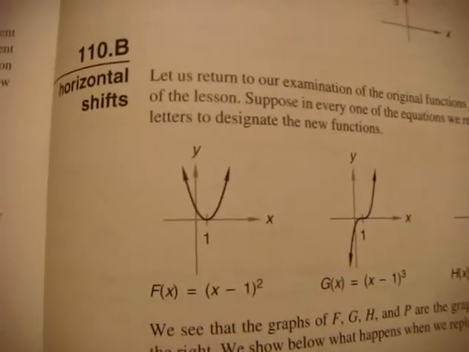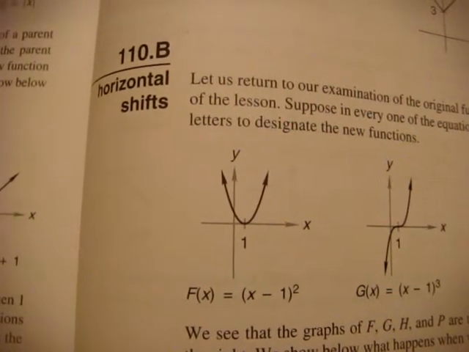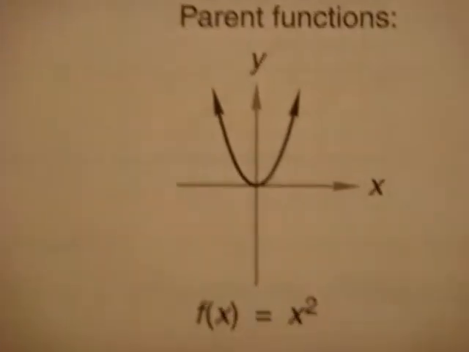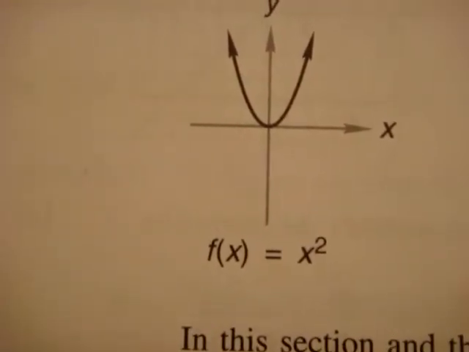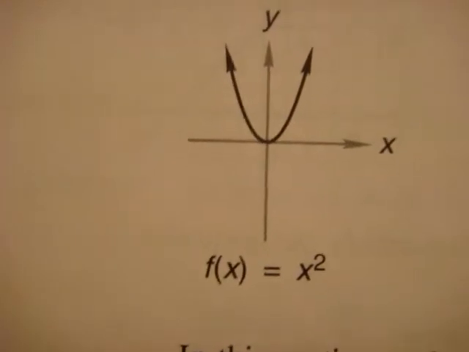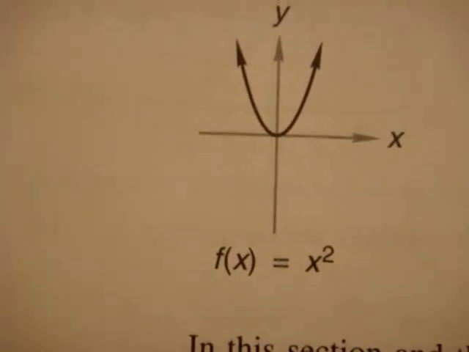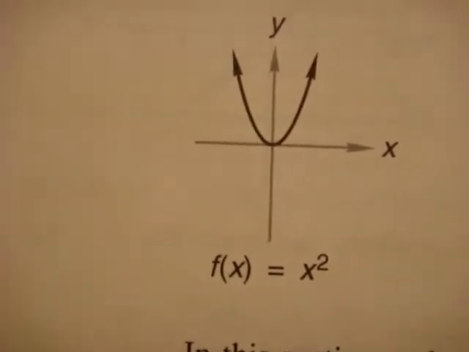Okay, let's go on to horizontal shifts. This one's more complicated. Right now, if we start with our parabola, let me go back to our parent function. Here's our general parabola that starts at (0, 0). Now we're going to start moving our functions to the left and to the right. And how do you do that, you might ask?